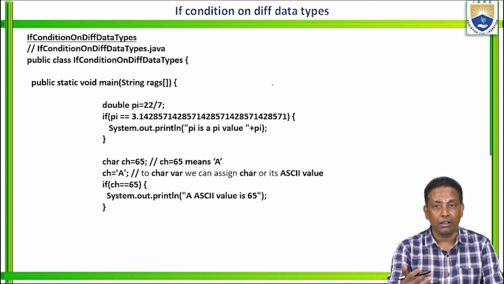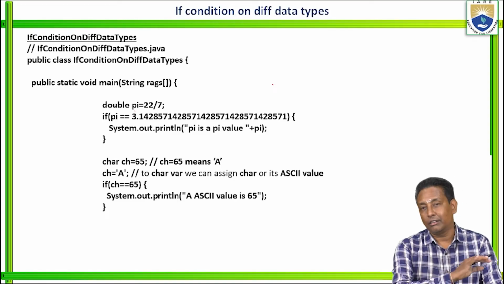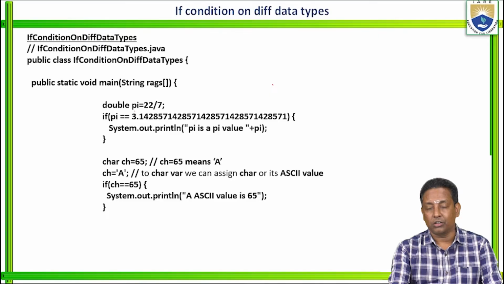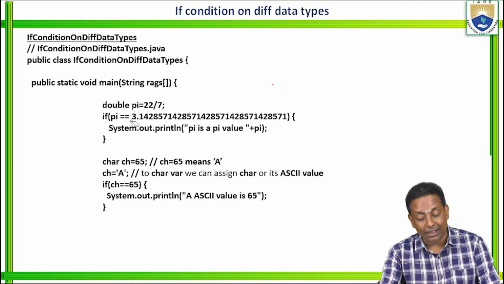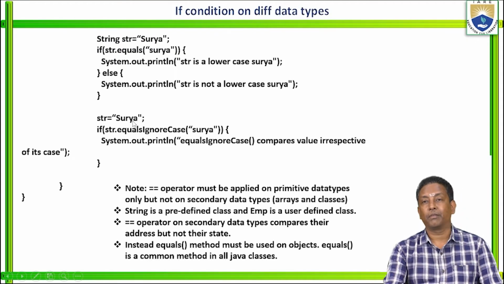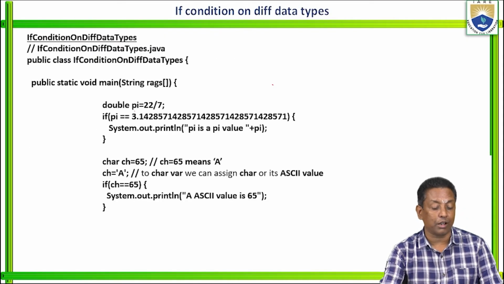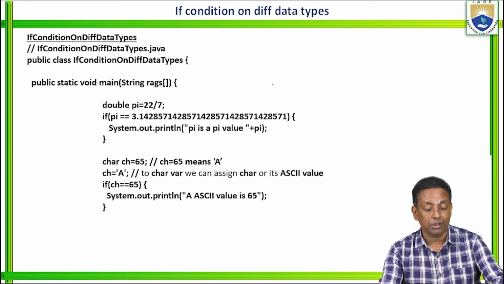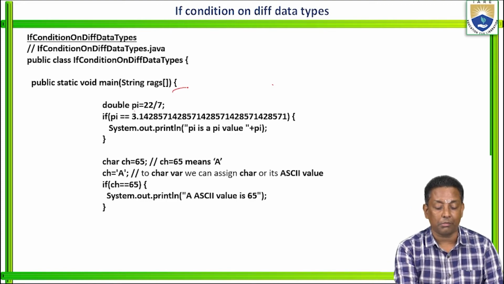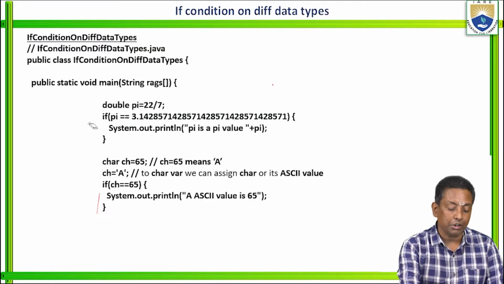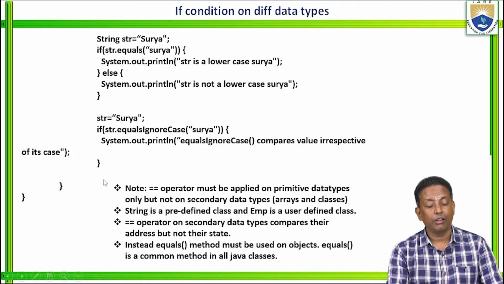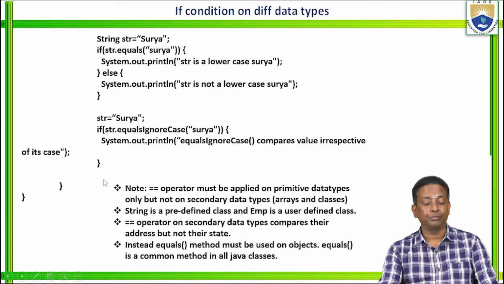So for int, double, char, even including boolean, the comparison always employs the equal to operator. In the next part, this is a continuation of the same program, because here we started the main method. This is one condition, this is another condition. These two condition programs are completed.